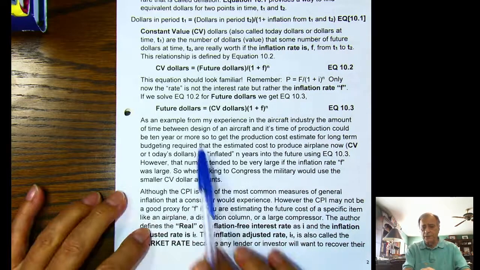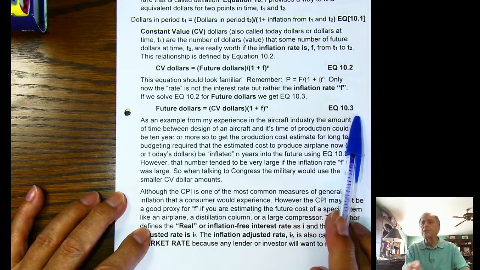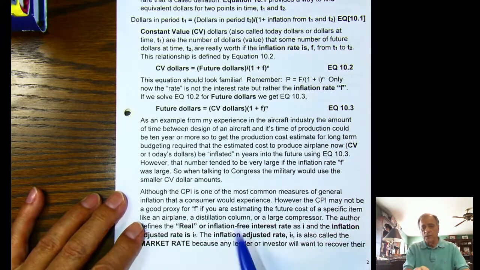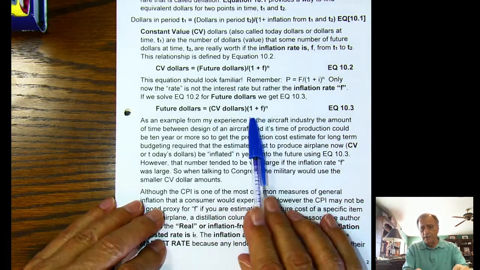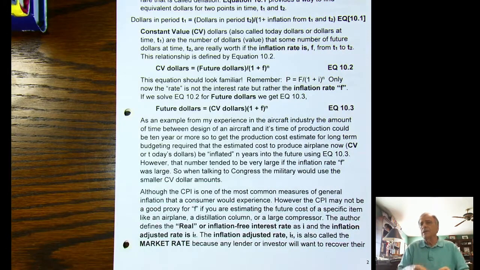We basically used this equation, 10.3, to inflate what it would cost now to build that airplane, which would be called constant value dollars, times 1 plus the inflation rate. Actually, we didn't just use, for example, the consumer price index for the inflation rate. We broke the airplane down into major subsystems, and each of those had a different inflation rate. And so we would apply that to the subsystems and then add it all up. But the bottom line is we were using this all the time because of the long time frame of our projects.